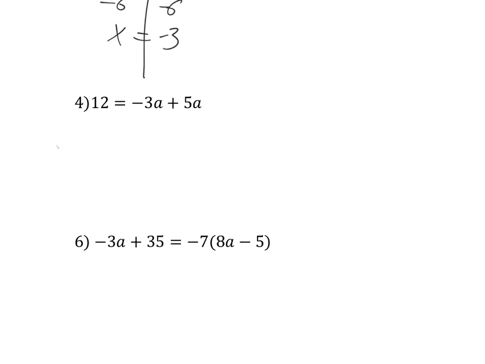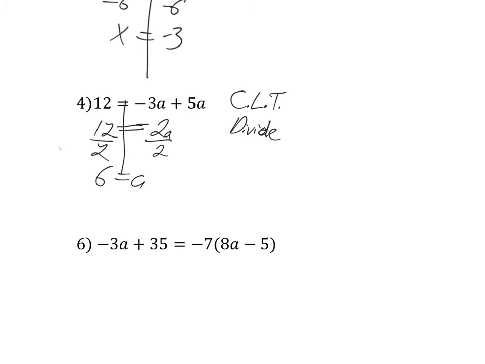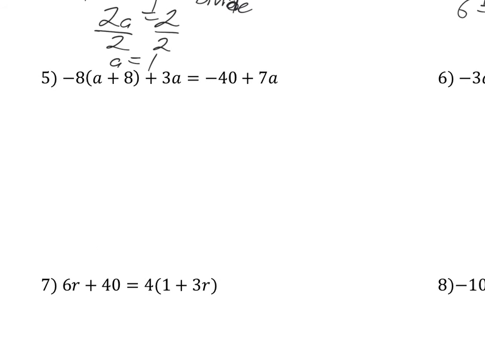Okay. Next one. Go ahead and try this one out. Okay, so we should have gotten 6 equals a. And then we combined like terms and we divided. So let's double check that that worked. Looking at this, -3a plus 5a, that's 2a equals 12. I'll draw a line through my equal signs. Then I'm going to divide both sides by 2. So we have 6 equals a. Perfect.